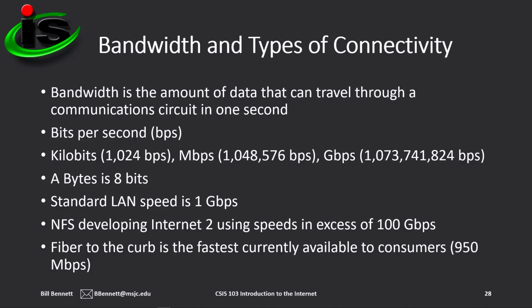A group of research universities and the NSF now operate a network called Internet 2 that has backbone bandwidths greater than 100 gigabits per second. The Internet 2 project continues the tradition of the DARPA scientists by sponsoring research at the frontiers of network technologies.